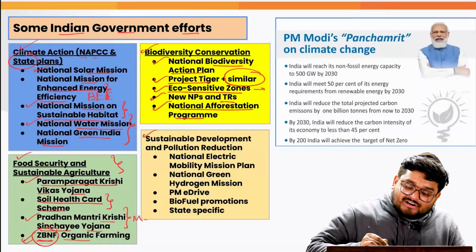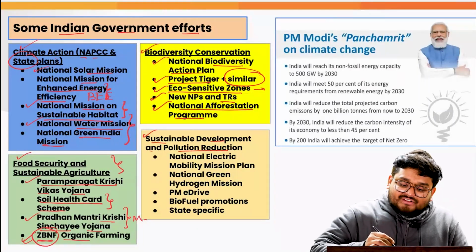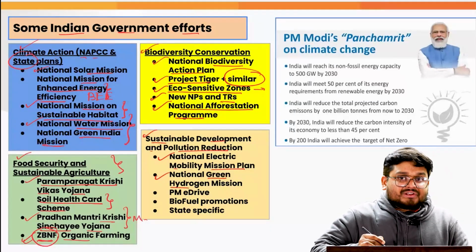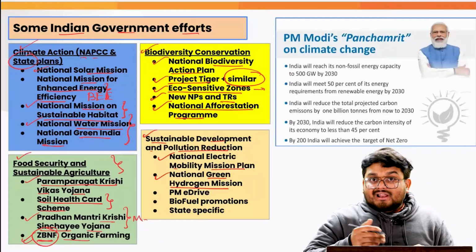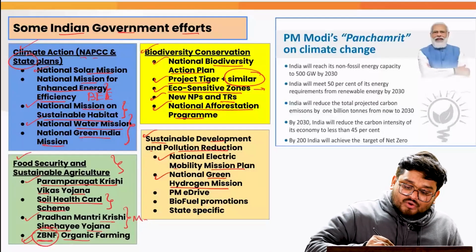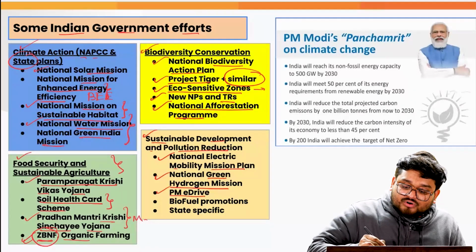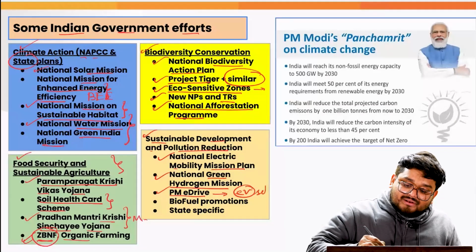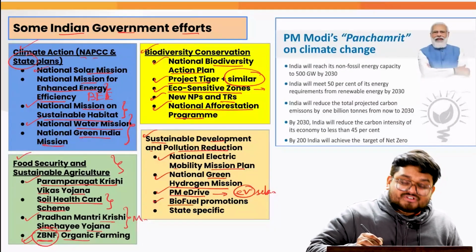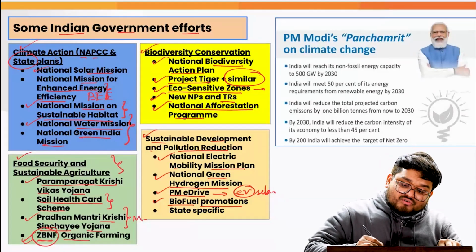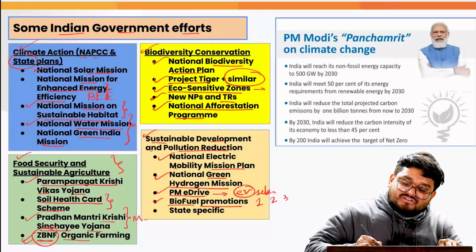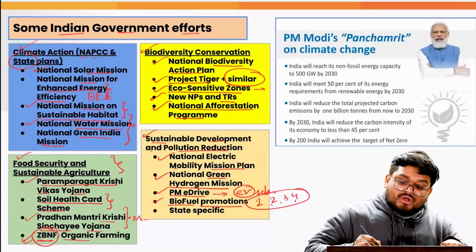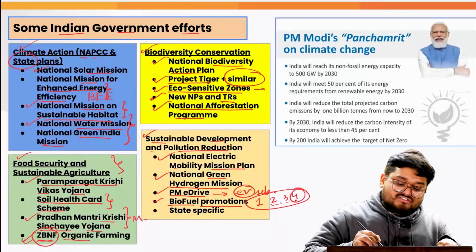Next, when we talk about sustainable development and pollution reduction, we have the National Electric Mobility Mission Plan. We have the National Green Hydrogen Mission to generate greater amount of sustainable hydrogen using renewable sources. We also have the PME drive to promote higher adoption of electric vehicles, offering subsidies to the people. And also we have the biofuel promotion to have greater R&D, for which we have the first stage, second, third and fourth generation of biofuels, where the government right now is trying to promote more and more of second, third and most importantly fourth generation of biofuels.